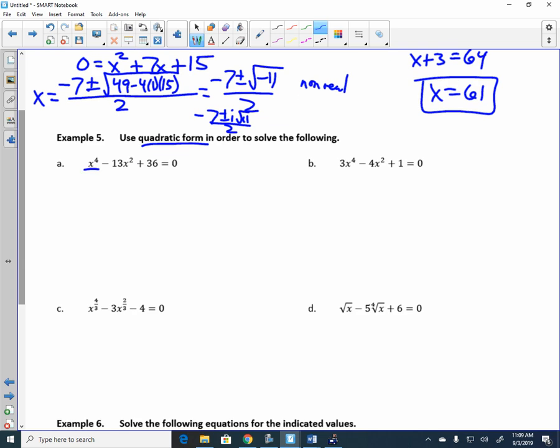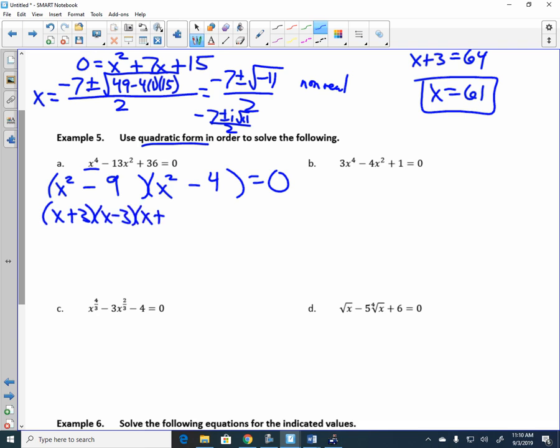So, the same can be said even if it's not to the 2nd degree. That's to the 4th degree. So, we're going to write this as x squared and x squared. What are two numbers that multiply to 36 but add to negative 13? Negative 9, negative 4. Does that factor? Yes. x plus 3, x minus 3, x plus 1, x minus 1.